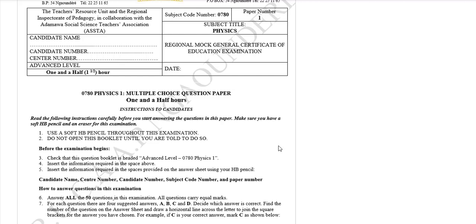So let's fill the information. Today is the 23rd of May 2024, and the candidate's name, you write their name, CIMO 413, candidate number SM 413, center number XYZW. So we are going in for the advanced level.